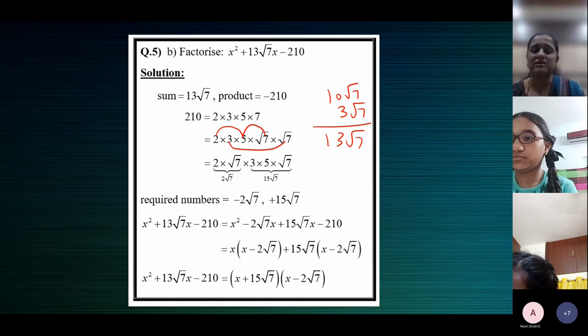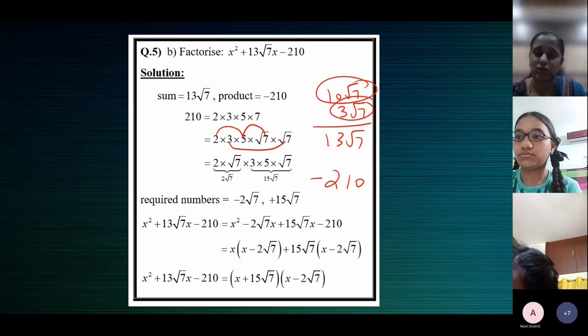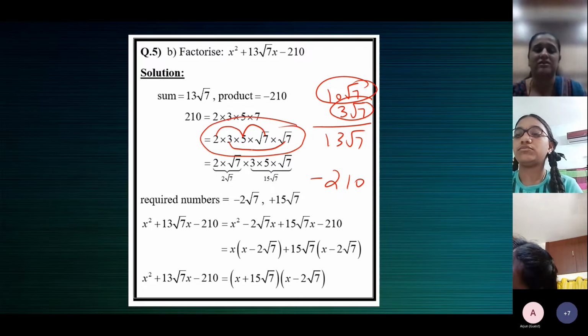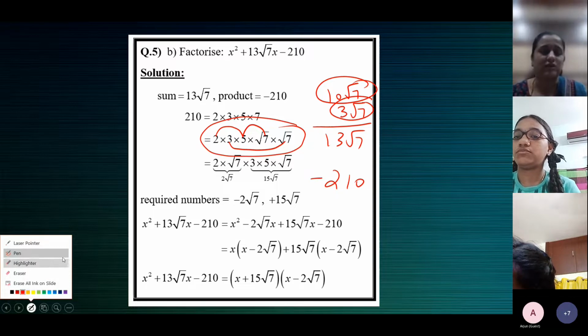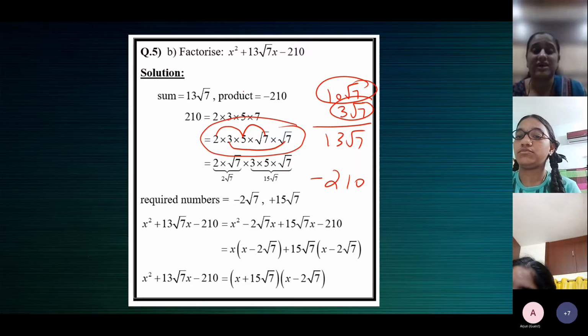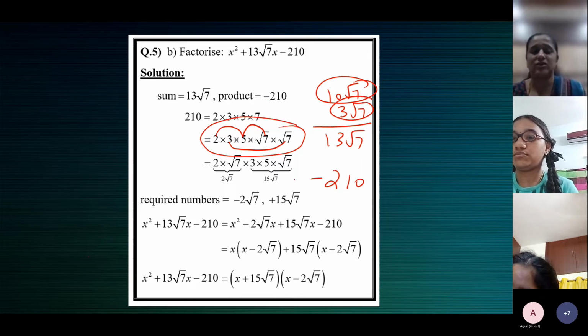which satisfy the sum 13 root 7, but not the product. You will get the product as 210, but you will not get minus 210. When you multiply 10 root 7 and 3 root 7, you will get 210. Why will you get 210? Because they're the factors of 210. Then why will you not get the product as 210? You will get 210. But the sign is minus. Minus 210 you need to get. No, that you cannot get.